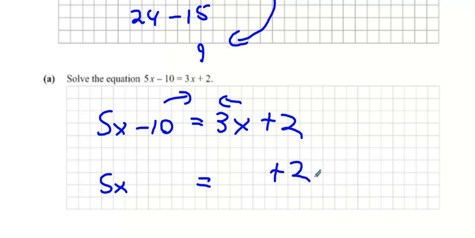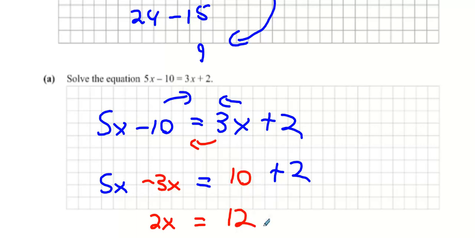Okay. Let's see if he's on C. What do you do next? 3x moves across to minus 3x, yeah? Minus 10 over to get. And then 12, yeah? Then what do you do then? 2, and you get 6.